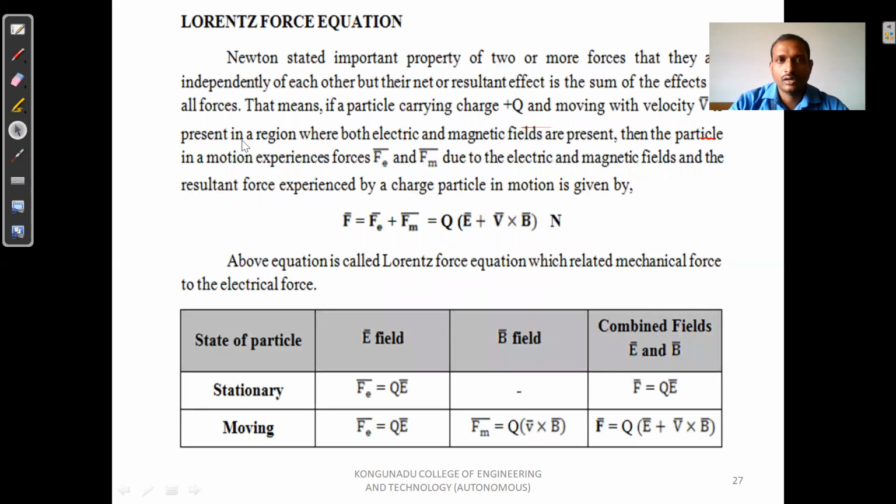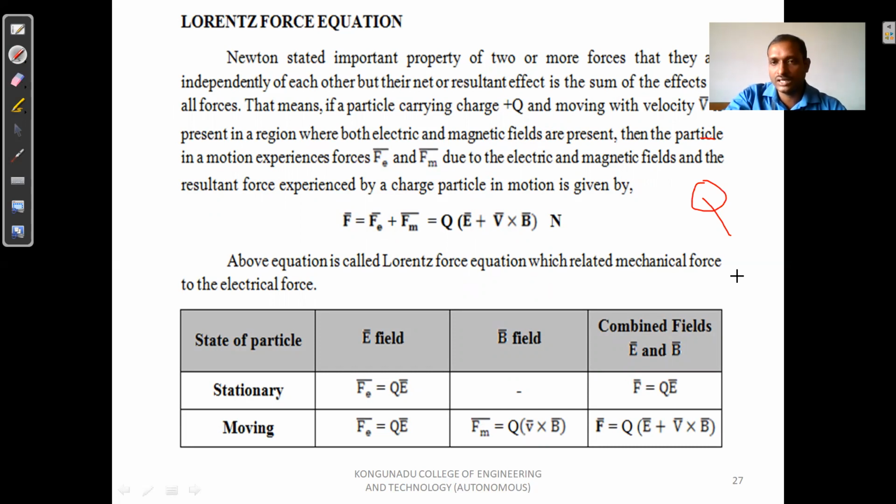So next one is the Lorentz force. We are going to place a charge Q in the presence of an electric field and a magnetic field. This charge will experience some force. That force is called the Lorentz force.